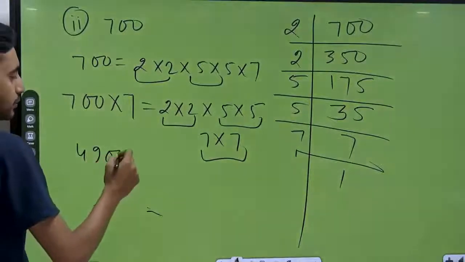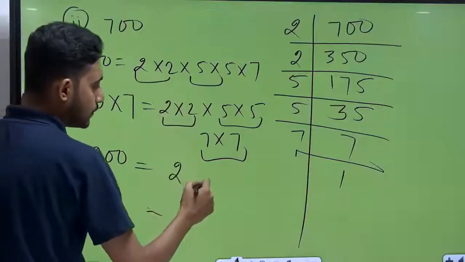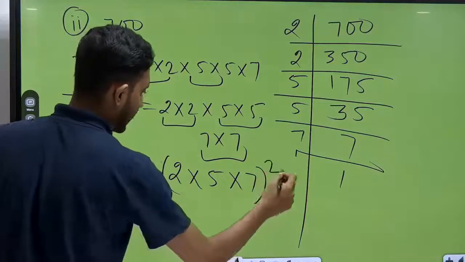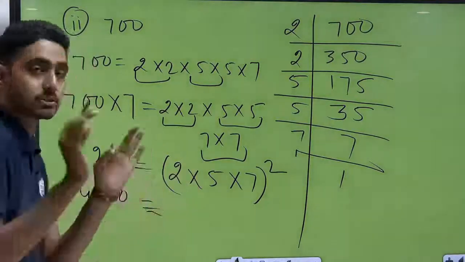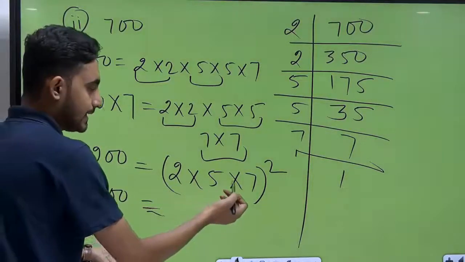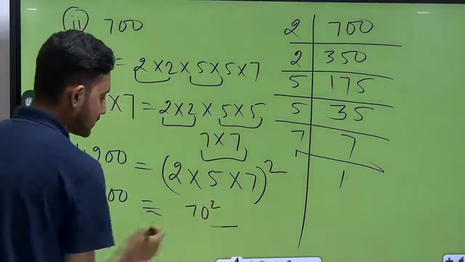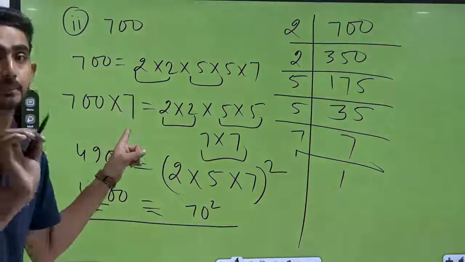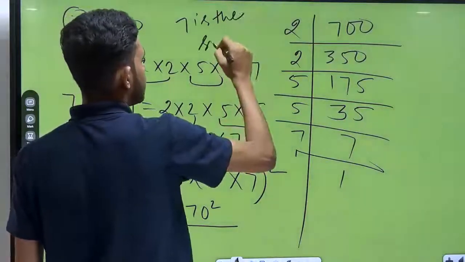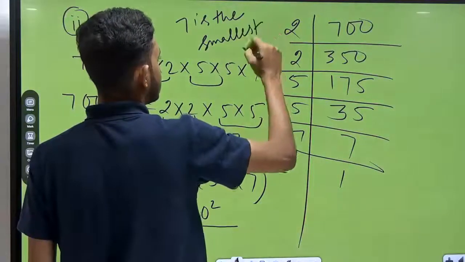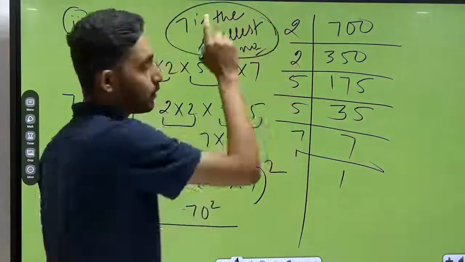So 7 7s are 49, 00. And from this first pair 2, second pair 5, third one 7, and write down square. Sorry, 4900 is the perfect square of 2 5s are 10, 10 7s are 70 square. So the answer will be 7. In the answer you have to write 7 only. Write down here 7 is the smallest number. You don't have to write here, you have to write below.